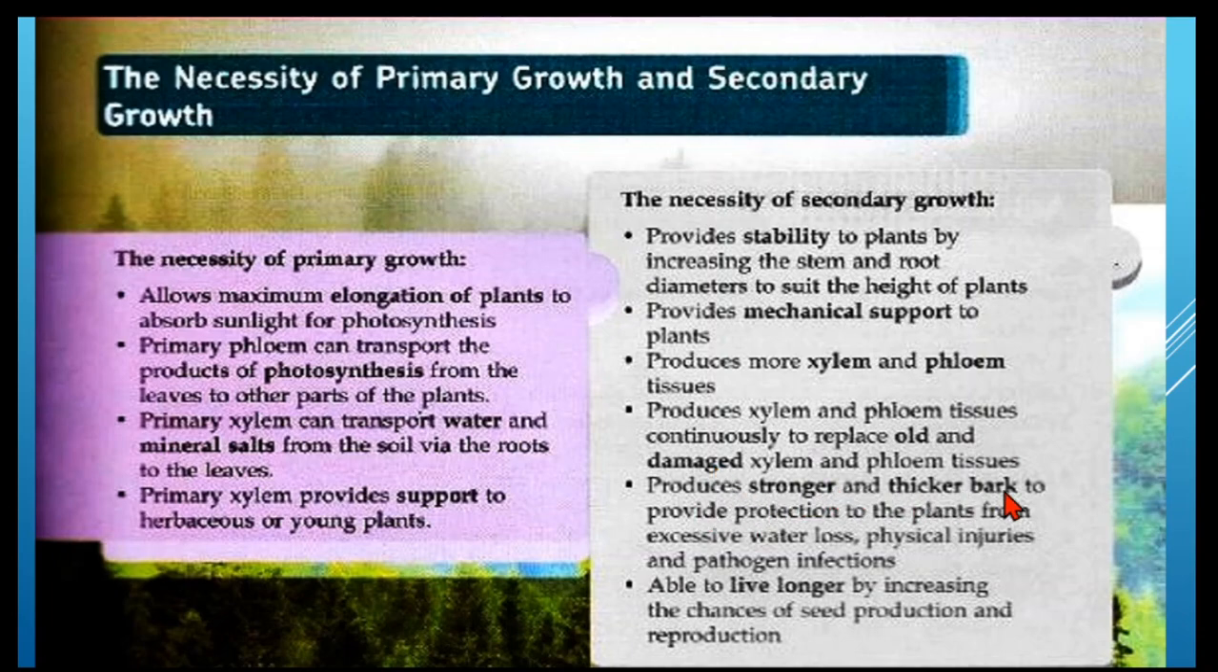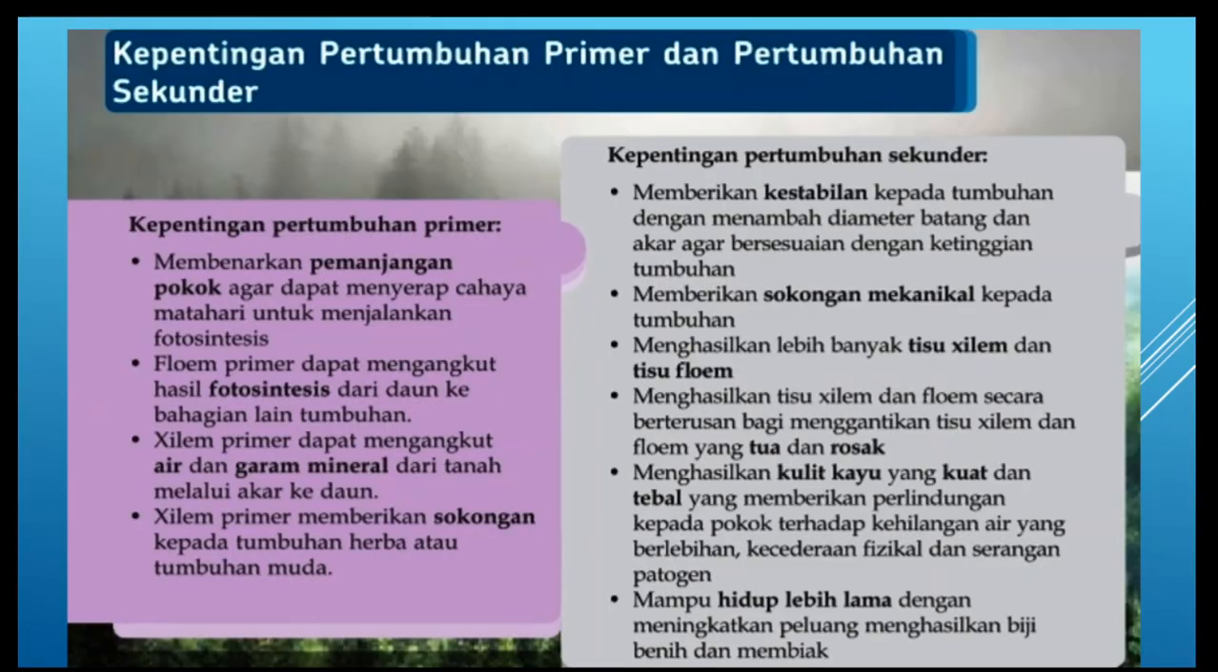Produce stronger and thicker bark. Bark is kulit kayu, to provide protection to the plants from excessive water loss, physical injuries, and also infection by pathogens. Able to live longer by increasing the chances of seed production and also reproduction. Okay, ini adalah kepentingan primary and secondary growth. So ini dia punya versi bahasa Melayu.